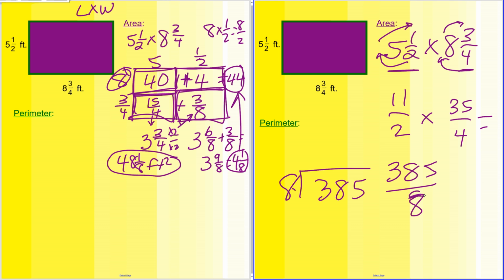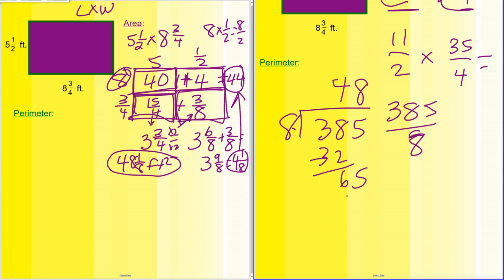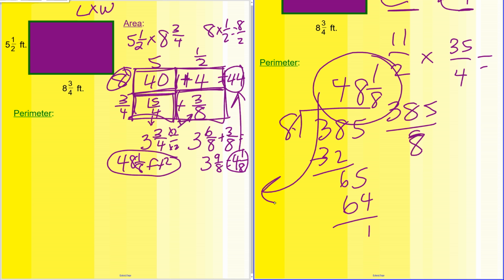So I'm going to divide by 8. 8 goes into 38 4 times. Do my subtraction. There's 6. Bring down the 5. 8 goes into 65 8 times. 8 times 8 is 64. I have 1 left over, so 48 1/8, which is the same answer that I got over there.